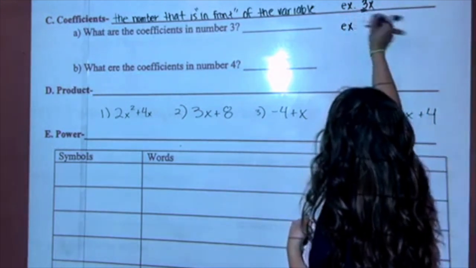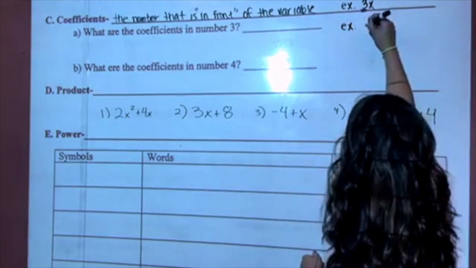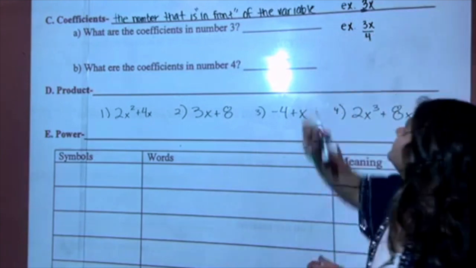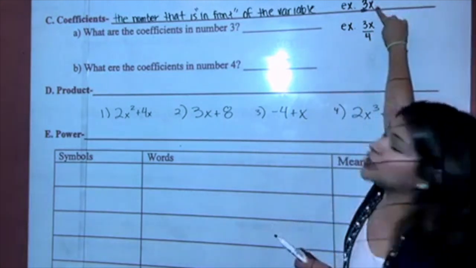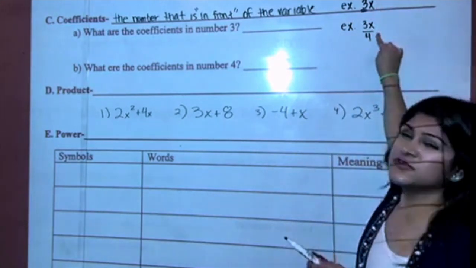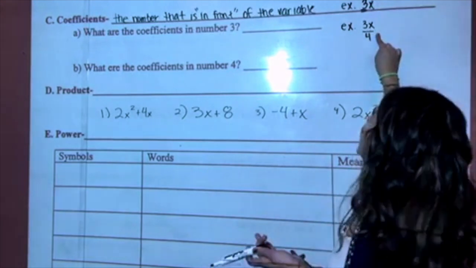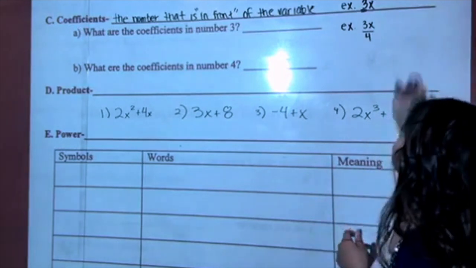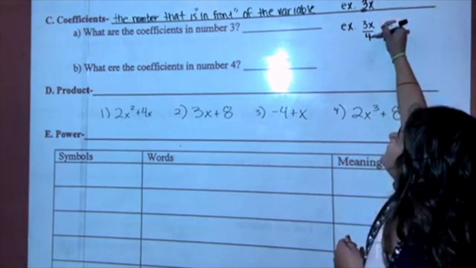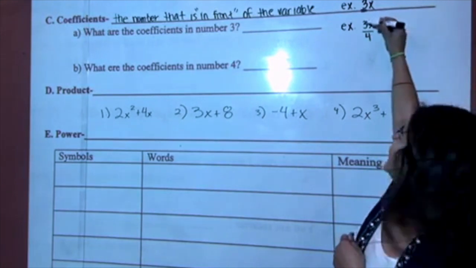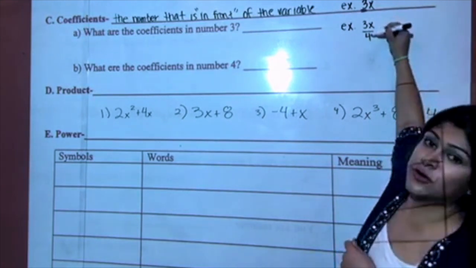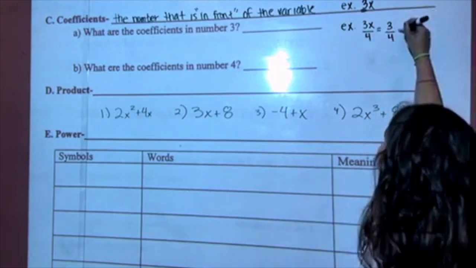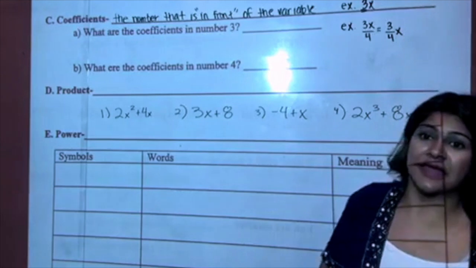Now, a more challenging example is 3x divided by 4. Here, the coefficient appears to be 3, but we know better than that. If this is asking us how many x's there are, the coefficient tells us there are 3/4, because we're going to multiply x by 3 and then divide by 4. So we can rewrite that as a number in front of the variable as 3/4 x.